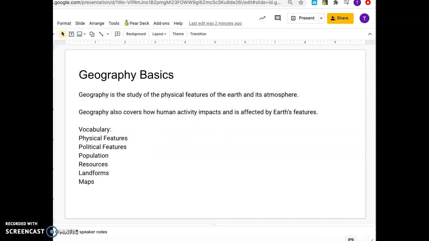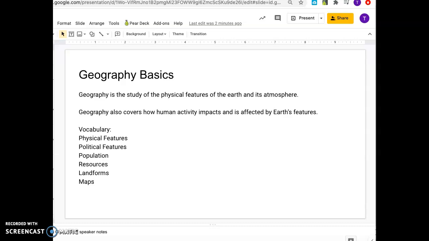So first, geography basics. Geography is the study of the physical features of the Earth and its atmosphere. So that means everything on the Earth and surrounding the Earth. Geography also covers how human activity impacts and is affected by Earth's features. And what that means is how what we as people do impacts the physical Earth around us. And physical means the natural features of Earth. So landforms like lakes and oceans and rivers and mountains.